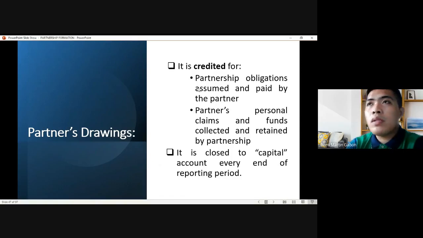So a partner's drawing is, again, temporarily maintained. After the accounting period, it is being closed. When you say closed, it is being charged against the capital account.